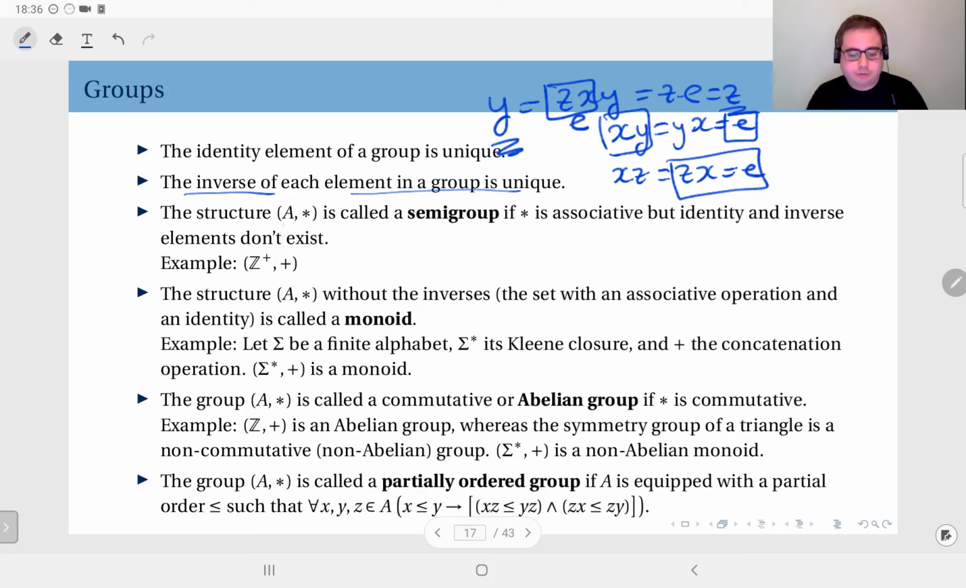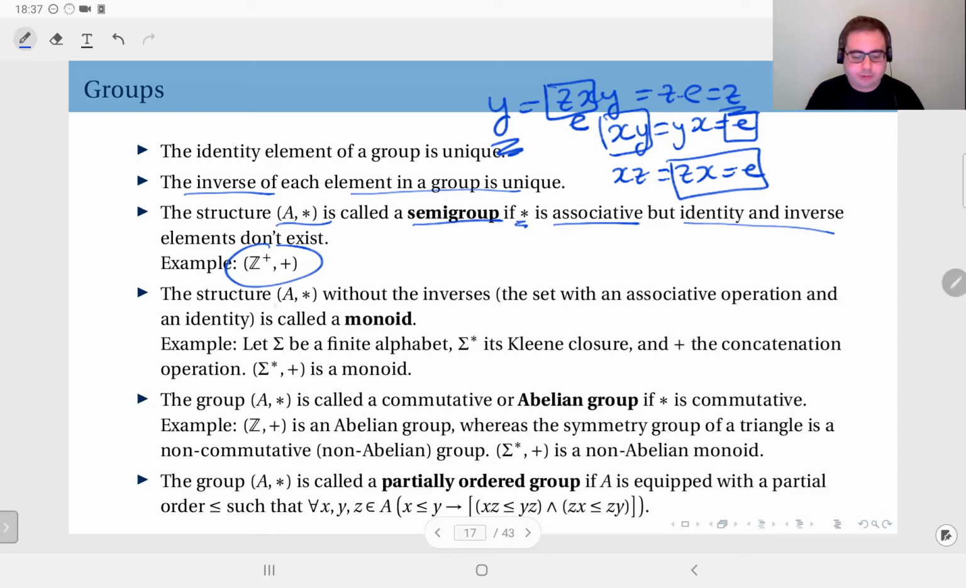Now, the structure A with the binary operation star is called a semigroup if the operation is associative, but identity and inverse elements don't exist. So if you just drop to one axiom, we call this structure a semigroup. For instance, the set of positive integers along with addition is a semigroup because you do not have an identity nor inverses. This is a semigroup and they have other properties that groups do not have because it's in general a more general structure.